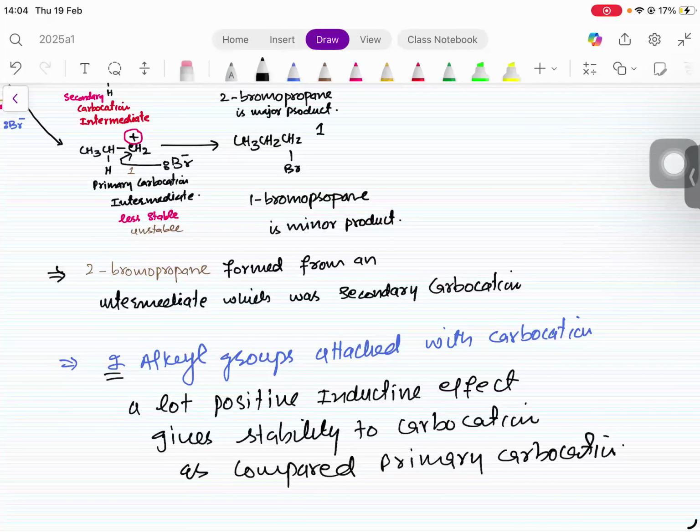And this addition was given by Markovnikov, a Russian scientist. Therefore you call it Markovnikov's addition, in which one of the products is major and one of the products is minor.